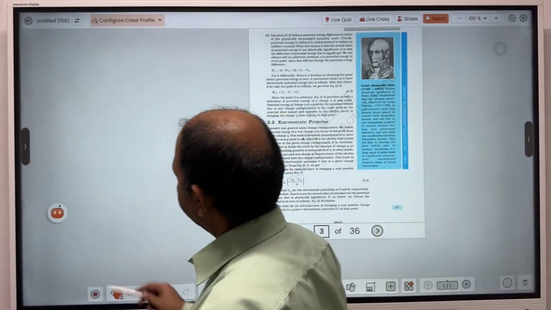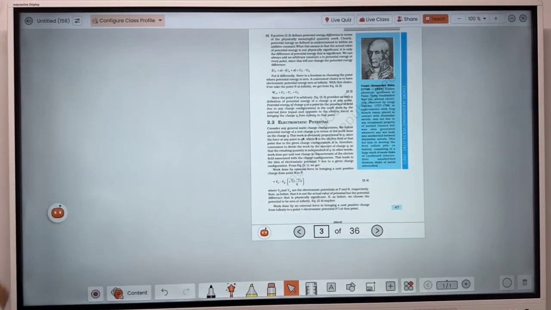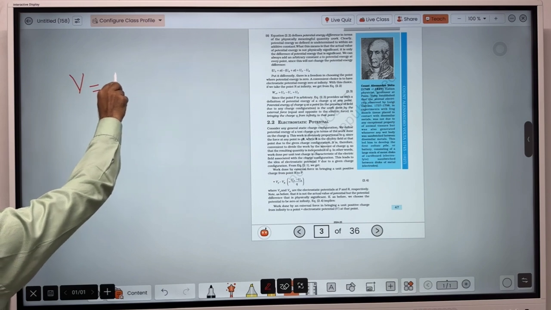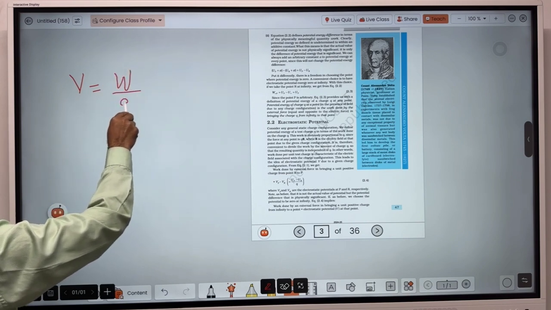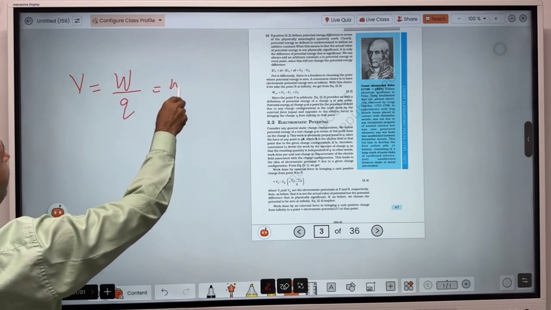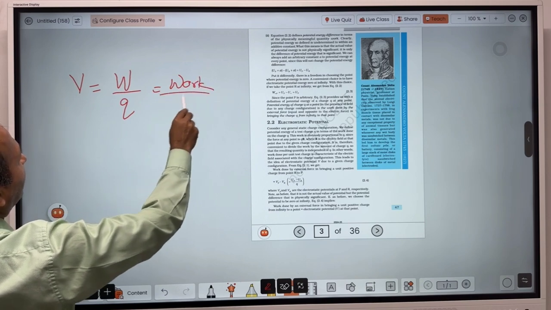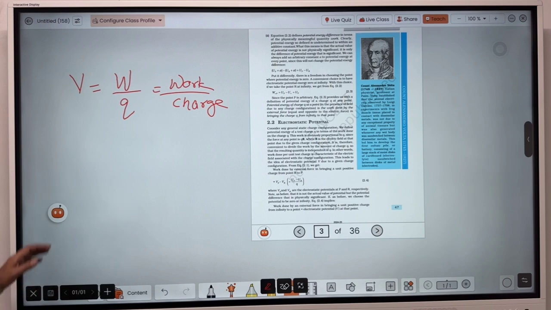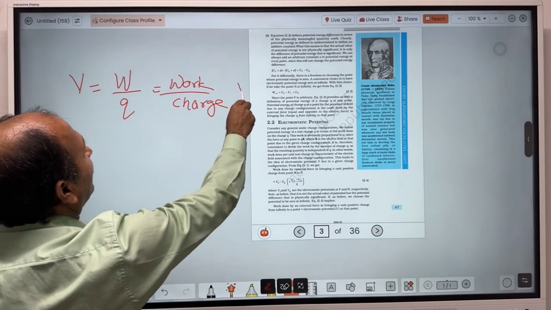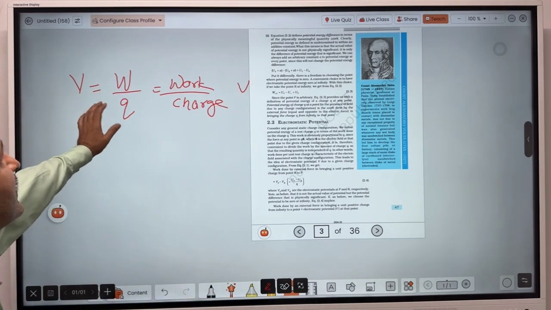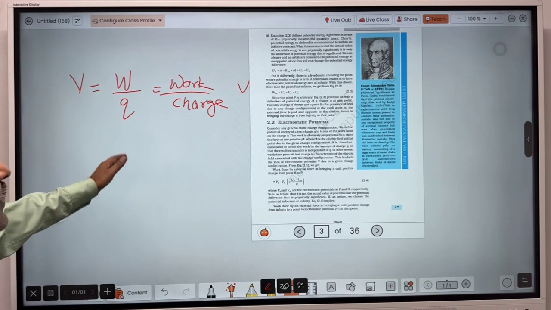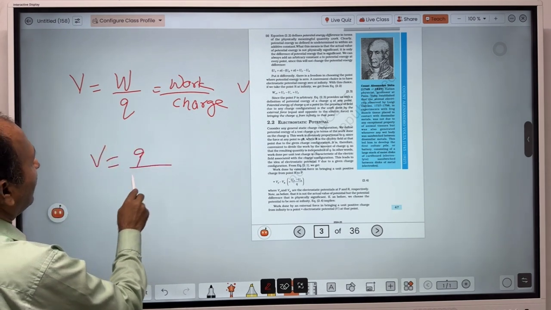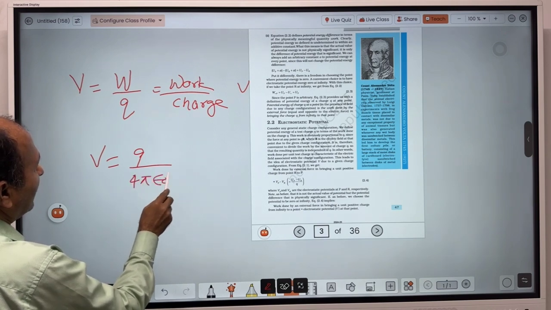If you remember the very basic thing, potential difference or potential is equal to work done divided by charge, and the unit of potential is volt. This was the basic definition that you have studied in 10th level, but at this level potential will be given by Q upon 4 pi epsilon naught R.